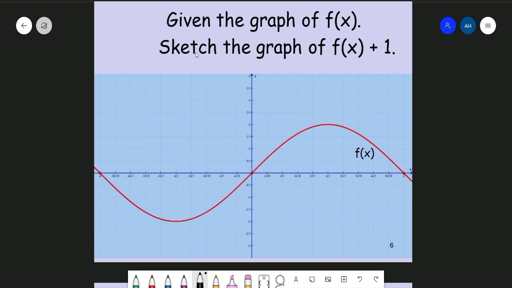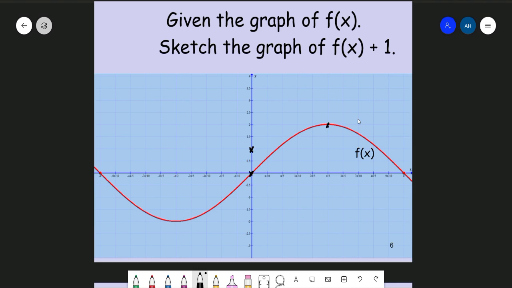Now we are asked to sketch the graph of f(x) plus 1, meaning we are going to move this graph 1 unit upwards. So let's do some points. For example, point (0, 0) here. If we move it 1 point upwards, it will be over there.